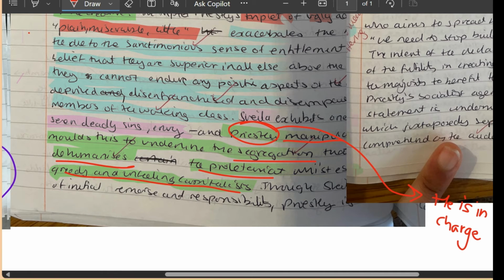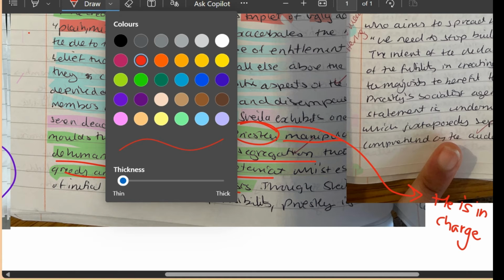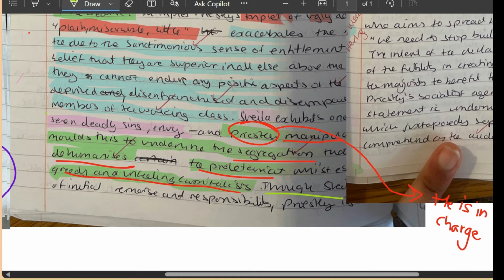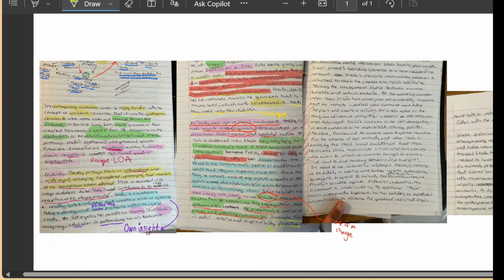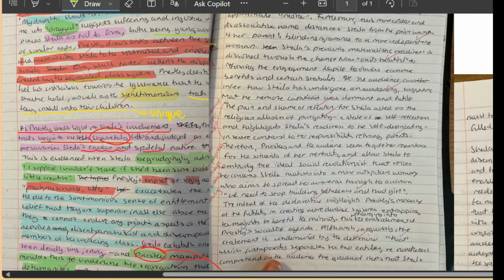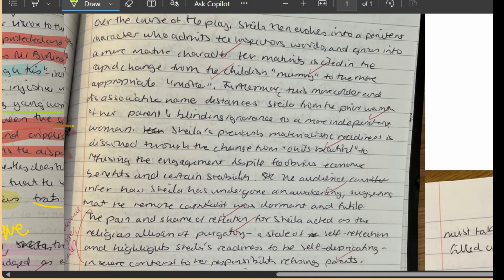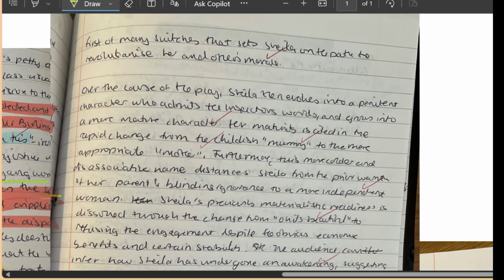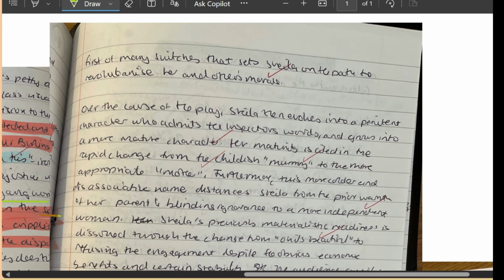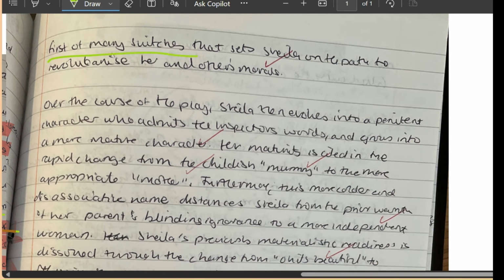Through Sheila's initial feelings of remorse and responsibility, just another quick comment that I want to make, that whenever you use comments like "through this, Priestley is able to", that is really good to do, because you're showing that through this technique, that is what has been allowed to happen. So through this is the first of many switches that sets Sheila on the path to revolutionize her and others' morals.